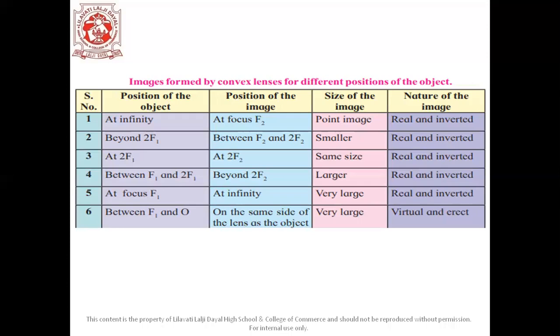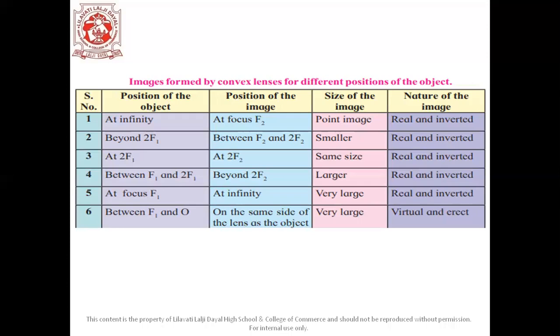Third position, when the object is placed at 2f1. So here, students, the position of the image is at 2f2. The size of the image is the same and the nature is real and inverted. Next one, students, if the object is placed between f1 and 2f1, the position of the image is beyond 2f2, the size of the image is large, and the nature of the image is real and inverted.